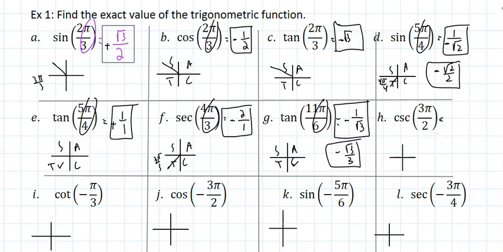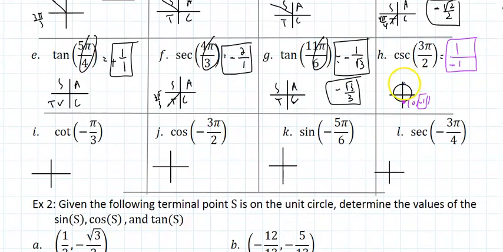This is where the triangles can't help you. 3 pi over 2, I know where 3 pi over 2 is. 3 pi over 2 is right there. And cosecant is 1 over the sine. Isn't the sine the y, which is a negative 1? So there it is. So any point on the actual x-axis or the y-axis, the triangles can't help you.